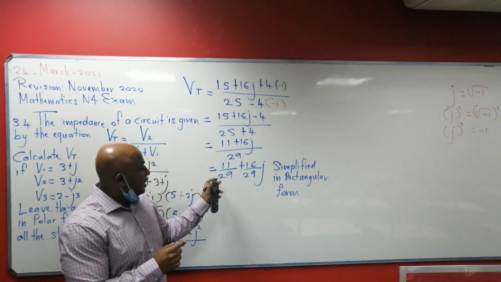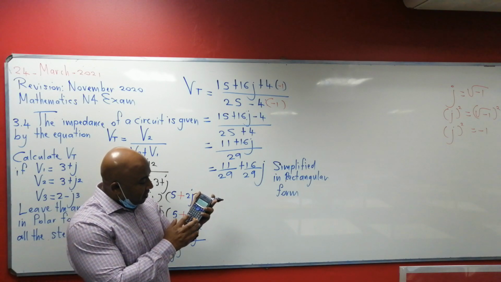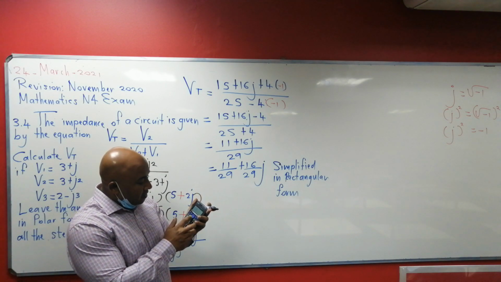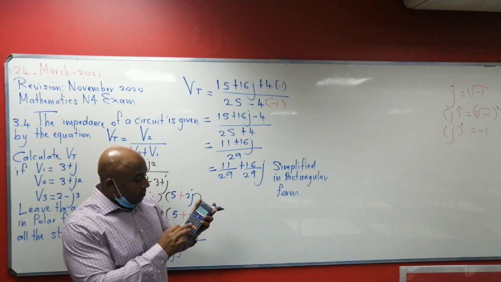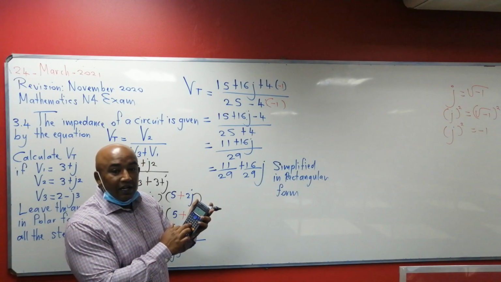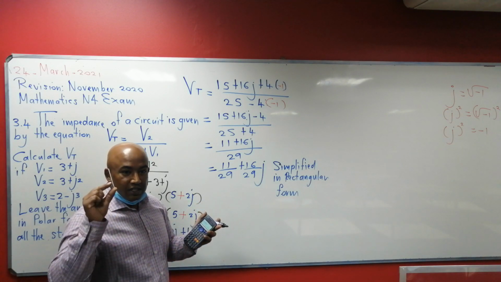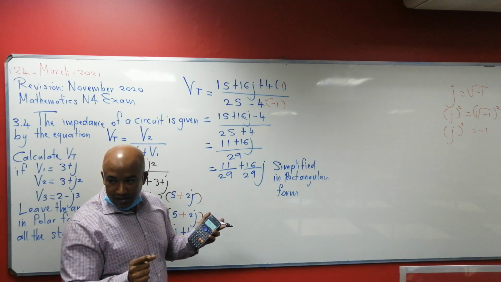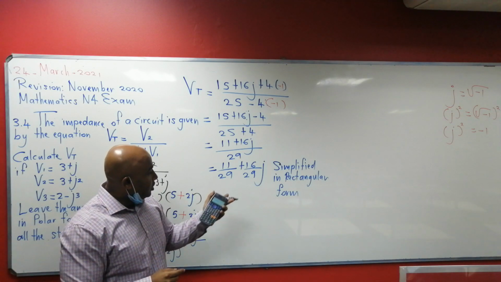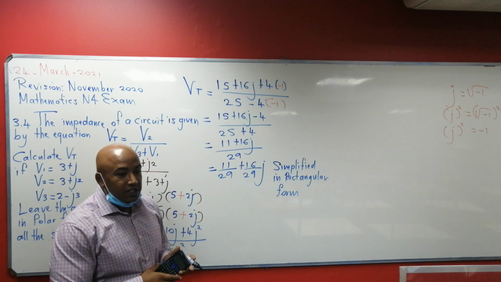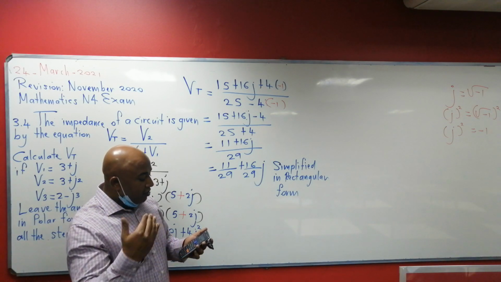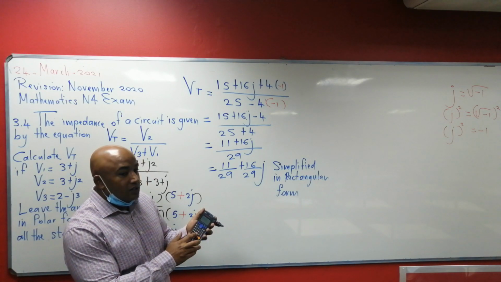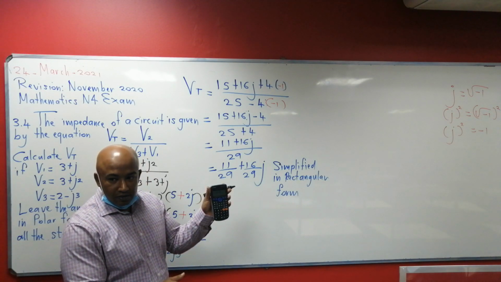So that will be the real value there. So you go 11 over 29. Move your arrow to the right. Now you're going to press shift and the close bracket button, which is the comma in yellow there. Can you see that? Now you will input the imaginary value there, which is 16 over 29. And now move your arrow to the right and close your bracket.